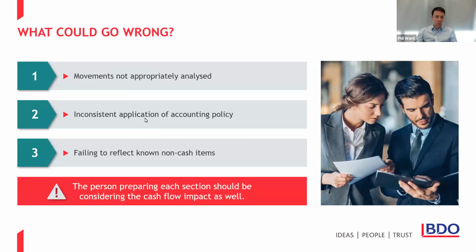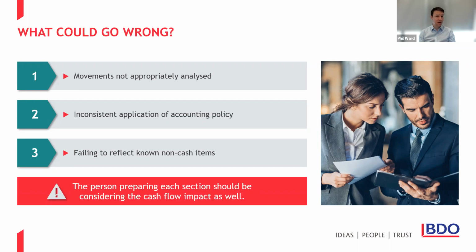Okay, so what could go wrong? These are, as mentioned previously, really movements not being appropriately analysed. Really think about, is it operating, is it financing, is it investing activity, making sure it gets in the right pot. Inconsistent application of accounting policy.